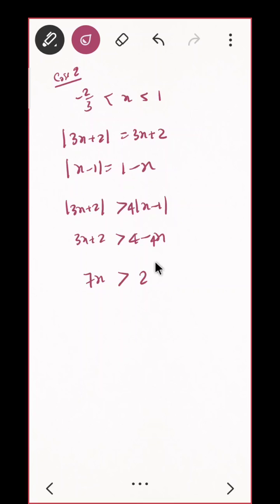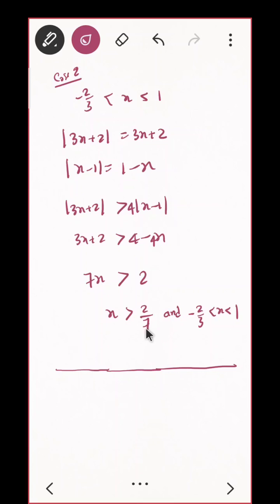Is that clear now? Yeah. So what do you know about x? X is greater than 2 by 7. And what extra you are having this also? So let us put and here and put that also. That is minus 2 by 3 less than x less than 1. So put a straight line here. When you want to see this type of question, then put a straight line.